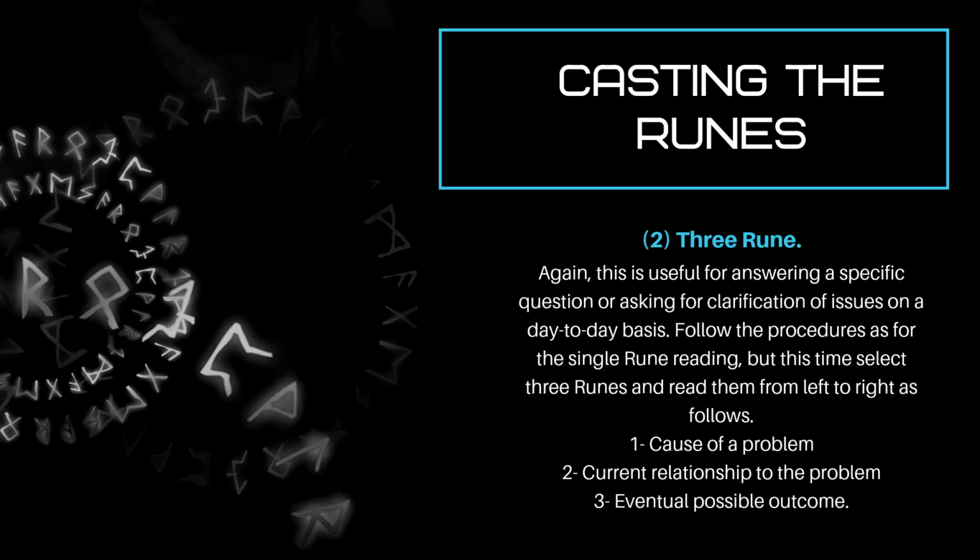The 3 rune spread is useful for answering a specific question or asking for clarification on issues on a day-to-day basis. Follow the procedures as for a single rune reading, but this time select 3 runes and read them from left to right as follows. Number 1, the cause of a problem. 2, current relationship to the problem. 3, eventual possible outcome.